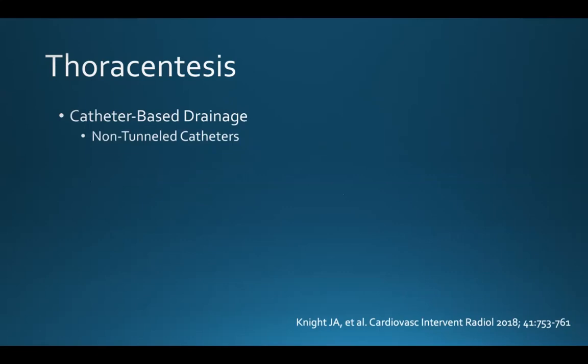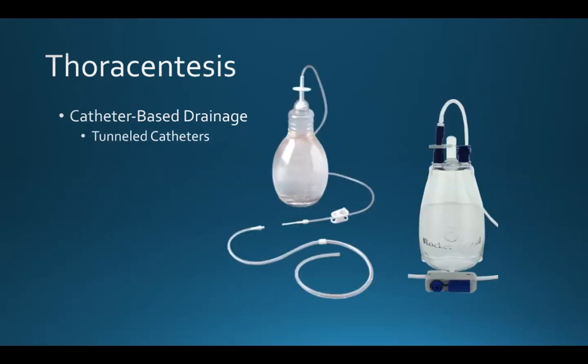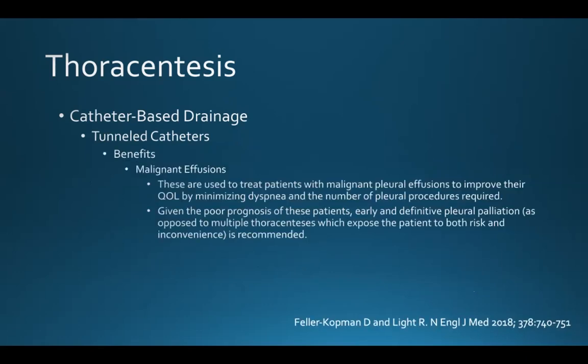We can talk about placing non-tunneled catheters. This is usually done in inpatients, potentially ICU patients, who need more prolonged drainage from the pleural space, especially if they're ventilated and may be difficult to wean from a ventilator. But keep in mind, they are not a permanent solution for recurrent pleural effusion accumulation. Tunneled catheters, such as the Pleurix catheter, are more commonly used in the outpatient setting for patients who have a need for recurrent thoracentesis.